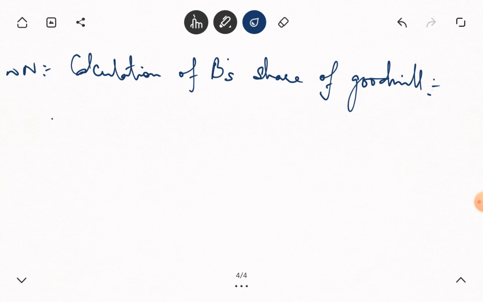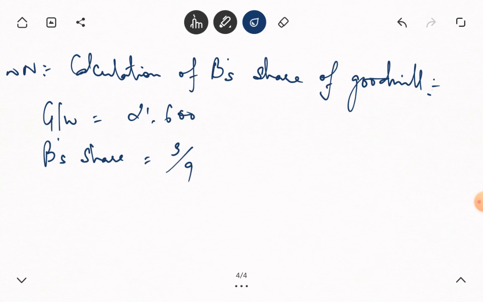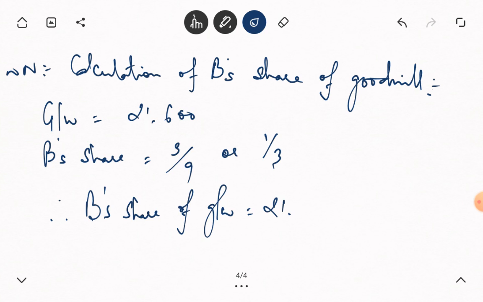So total goodwill is equal to rupees 21,600, right? And B's original share in the firm was in the ratio of 4:3:2. So it'll be 3/9, which is 1/3 practically. So B's share of goodwill is 21,600 into 1 divided by 3, which is equal to rupees 7,200. So we now know how much B's share of goodwill is.